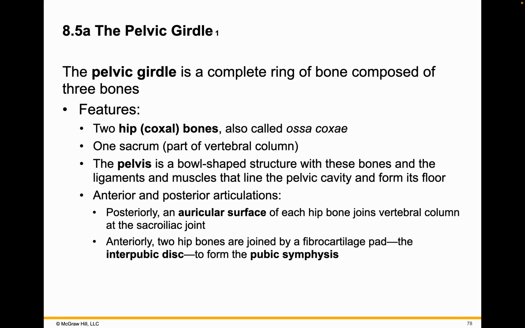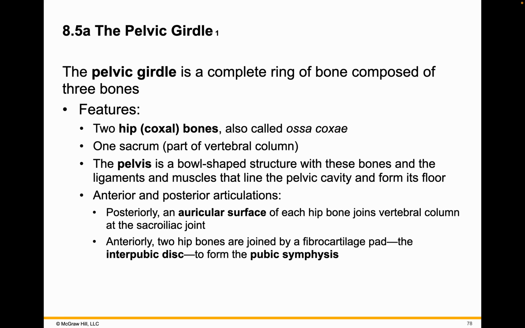The pelvic girdle is a complete ring of bones composed of 3 bones. They are the 2 hip bones, or coxal bones, also known as the ossa coxae. The pelvis is a bowl-shaped structure with bones, ligaments, and muscles that line the pelvic cavity and form its floor.